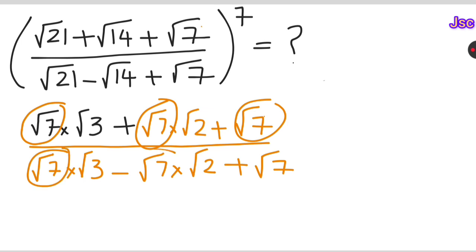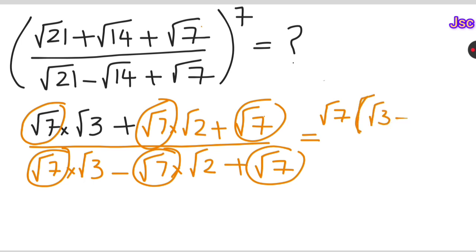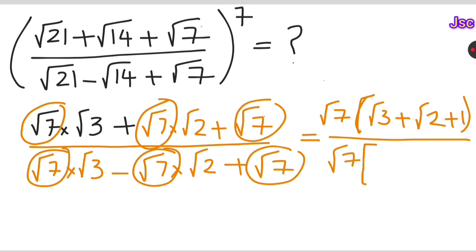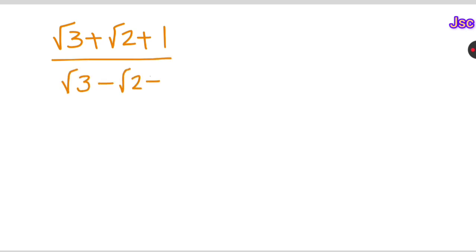So each and every term has square root of 7, so let's take it as common. If you take square root of 7 as common in the numerator, you are left with square root of 3 plus square root of 2 plus 1, divided by the denominator, where we also have square root of 7 as common. So you are left with square root of 3 minus square root of 2 plus 1. Here square root of 7 and here square root of 7 get cancelled. So we are left with only root 3 plus root 2 plus 1 over root 3 minus root 2 plus 1.